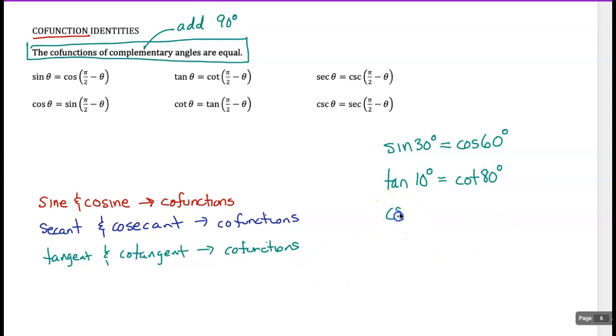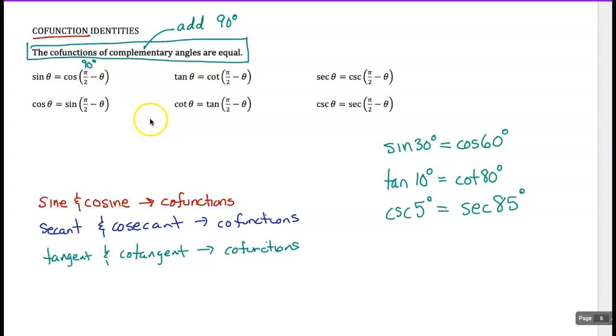And if you know the cosecant of 5 degrees, then you would know the secant, because they're cofunctions, of 85 degrees. So if two angles add to 90 degrees, their cofunctions are equal. And that's what this says. If you know the sine of theta, you know the cosine of, and then pi over 2 is 90. So you know the cosine of 90 minus theta.